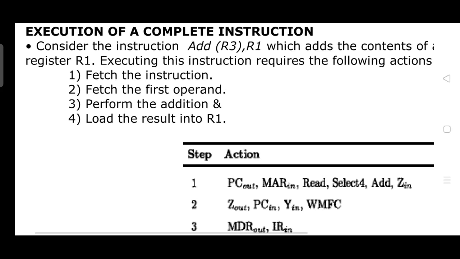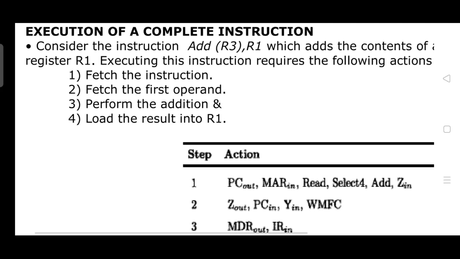The first one is fetch the instruction. Fetch stands for read. Fetch the instruction, then fetch the first operand of the instruction. First is fetching the instruction, that is, reading the instruction, what is to be performed, since it is an add instruction, right? Followed by reading, or fetching, the first operand.